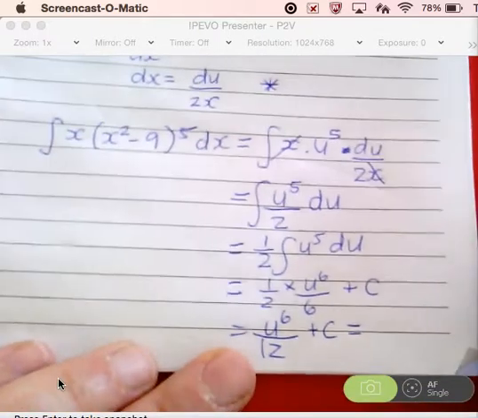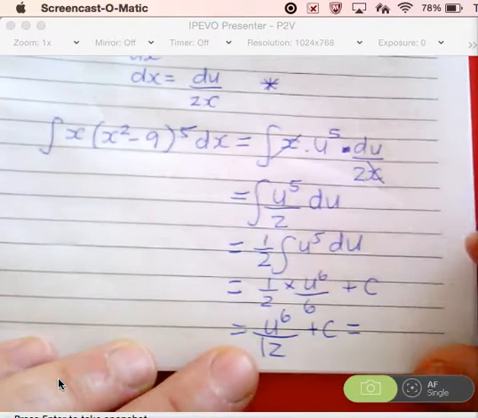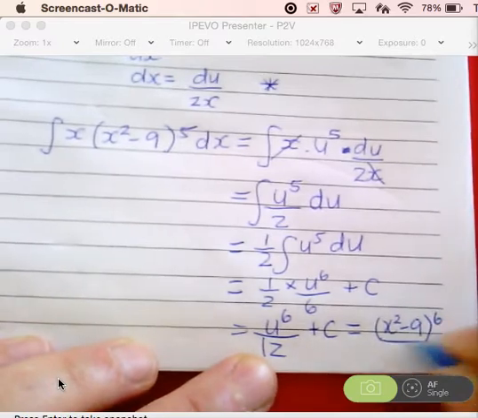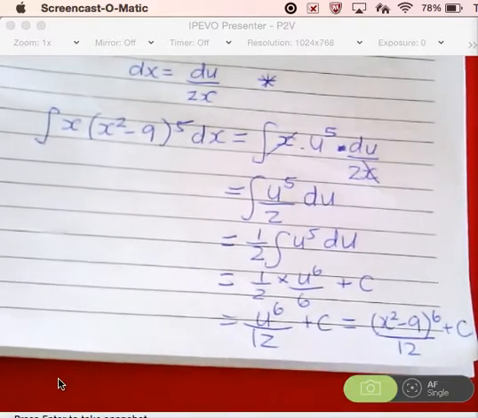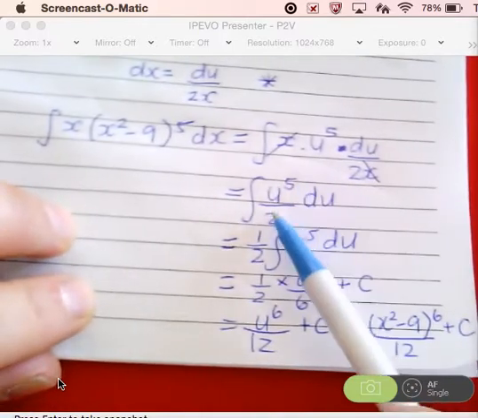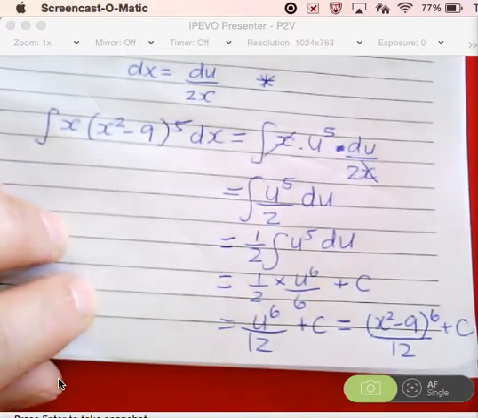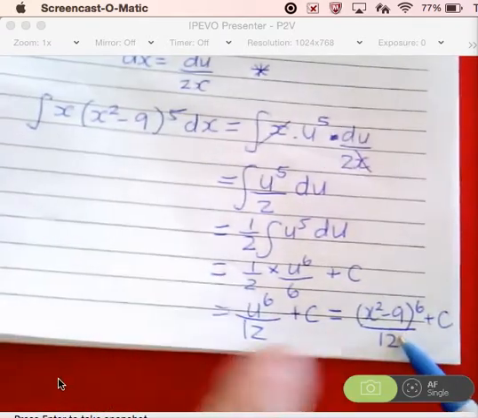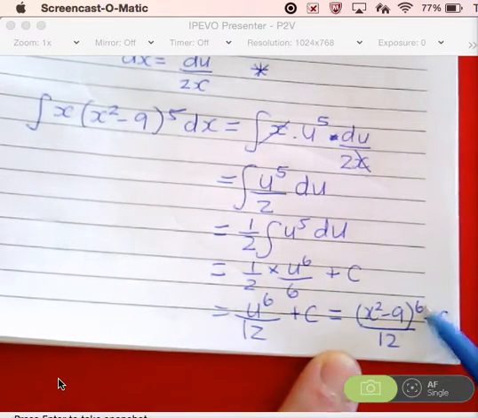But remember, the original question was to integrate something with x's. So I now just substitute back in what u is, and I get (x squared minus 9) to the power of 6 over 12 plus c. You could have kept the 2 under there and gone u to the 6 on 2 times 6, okay? You don't have to pull the half out to the front. Because the question's being asked in terms of x, you have to give the answer in terms of x. Don't forget to make that last substitution there, all right?